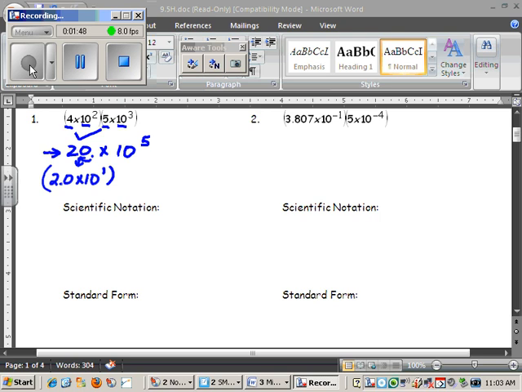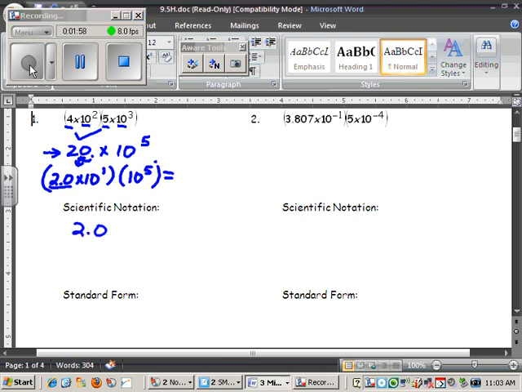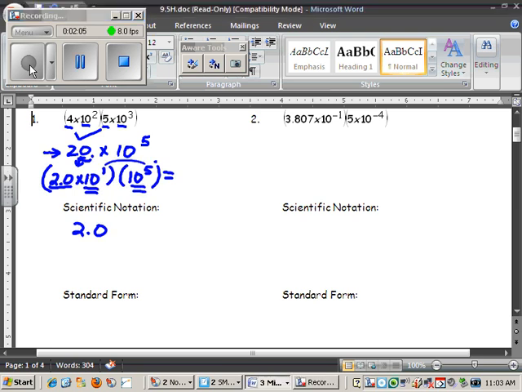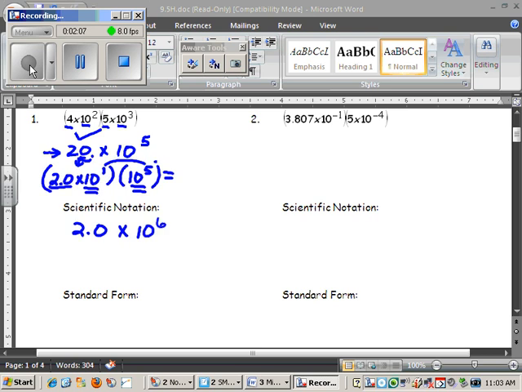Now, we're going to take that and multiply it by 10 to the 5th power. And when we do that, we just keep the 2.0 part of the problem, and we're really just combining the bases or the tens together by adding the exponents 1 and 5. This would give us 10 to the 6th power. So in scientific notation, the answer is 2.0 times 10 to the 6th power. Now we need to write this in standard form.